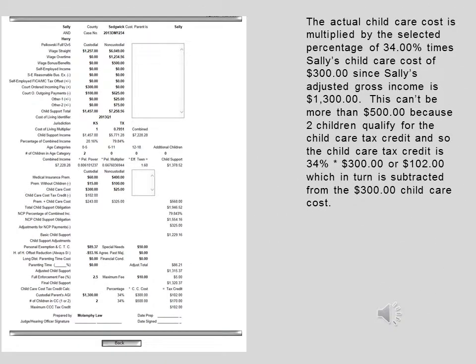The actual child care cost is multiplied by the selected percentage of 34% times Sally's child care cost of $300, since Sally's adjusted gross income is $1,300. This can't be more than $500 because 2 children qualify for the child care tax credit, and so the child care tax credit is 34% times $300, or $102, which in turn is subtracted from the $300 child care cost.